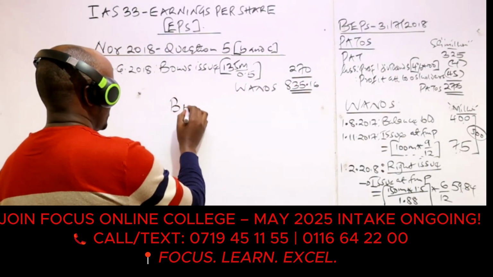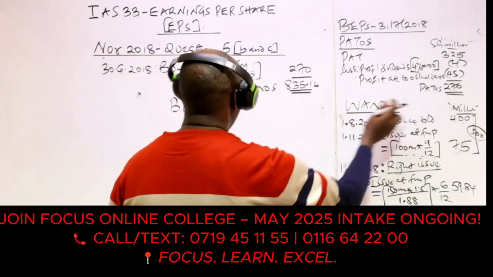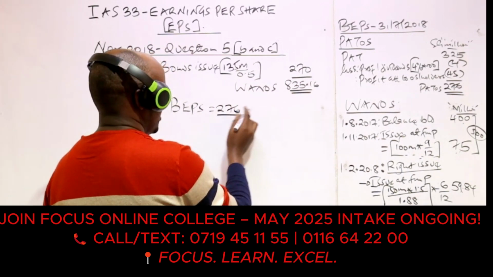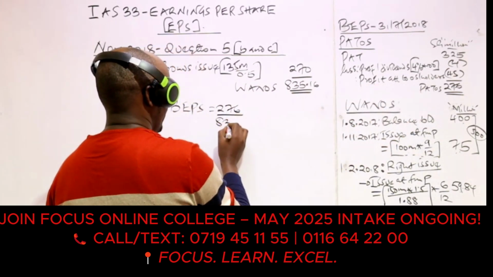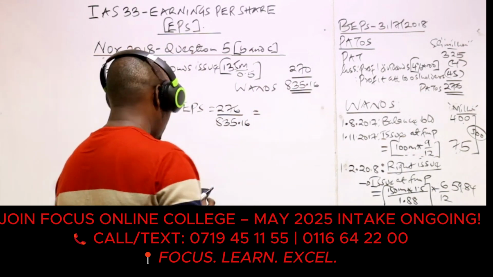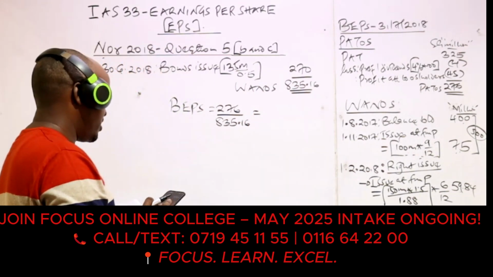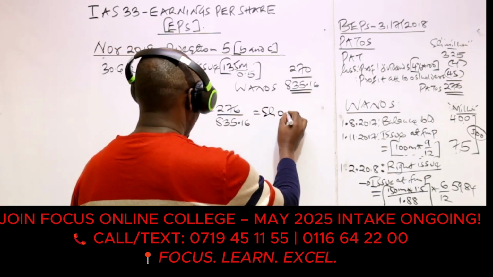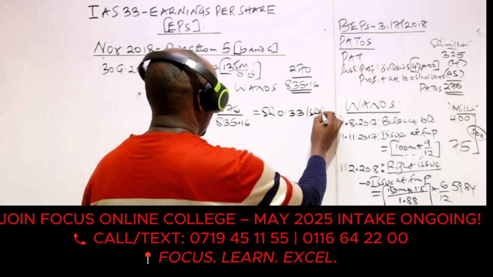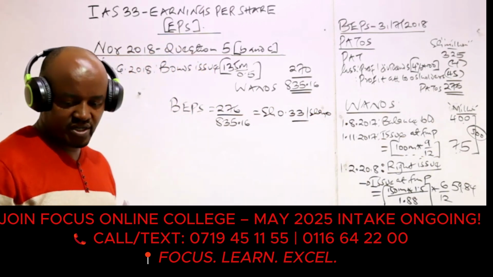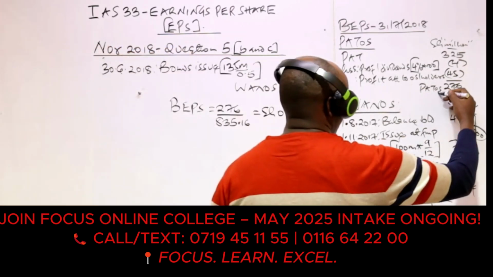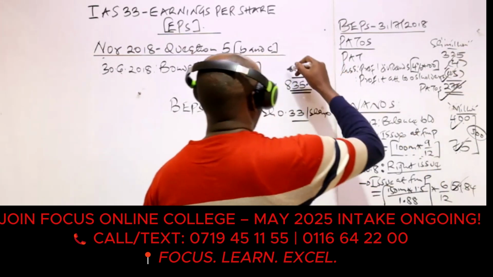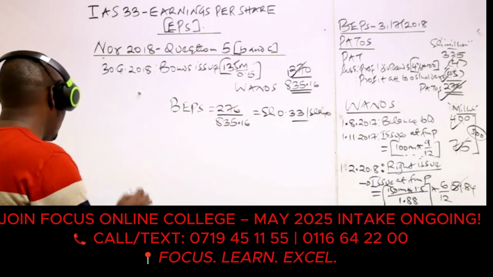And take into account we already have the PATOS. We need to proceed and we compute the basic earnings per share, which will be 276 divided by this. And this will give us what? So we have 276 divided by 835.16, which will give us shillings 0.33 per share. So basically that is it. That was what was required. And equally what is marked in such a question is that computation of PATOS, and also this computation of what? The weighted average number of ordinary shares. So we are through with Roman 1.